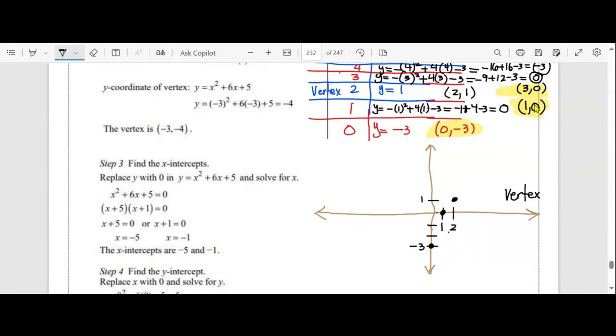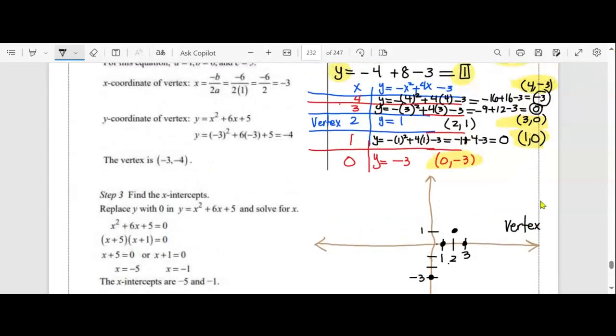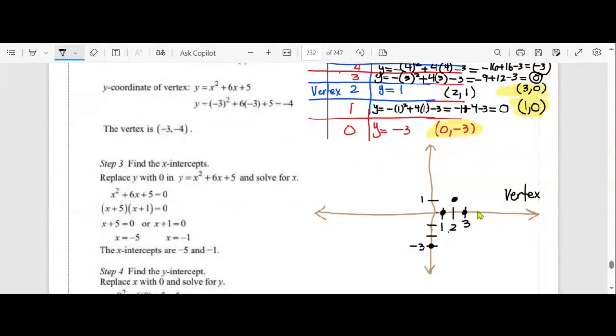And above, what do we have? 3 and 0. And then what's the other point? 4 and -3.